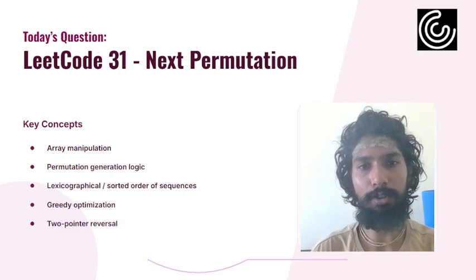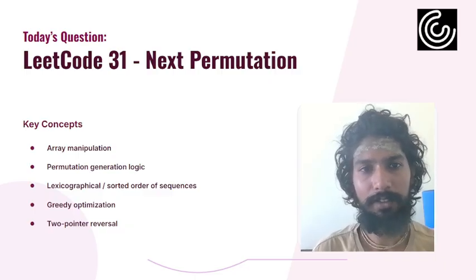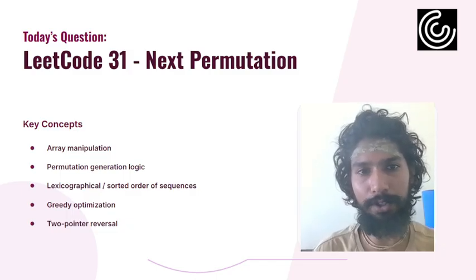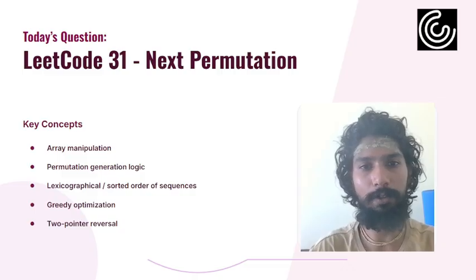Today we are solving LeetCode 31, next permutation. This is one of those problems where brute force feels natural at first, but the real solution comes from observing the pattern carefully.